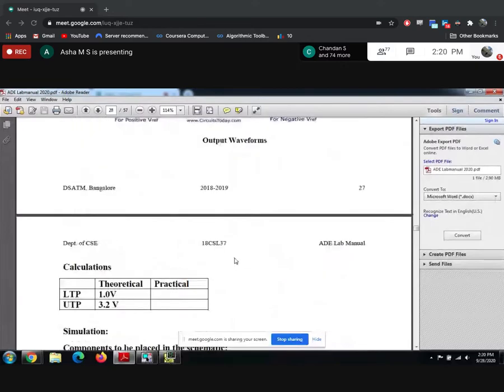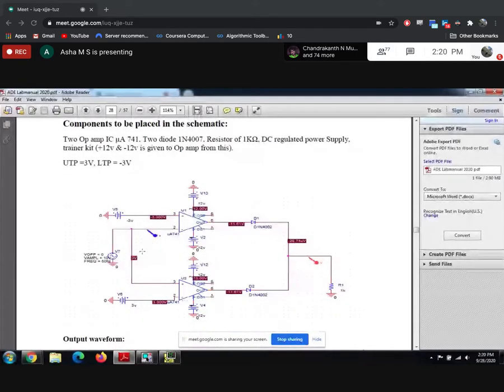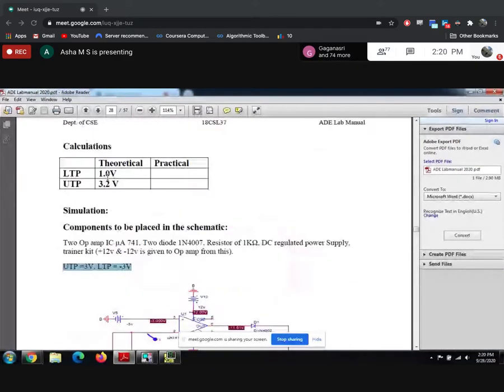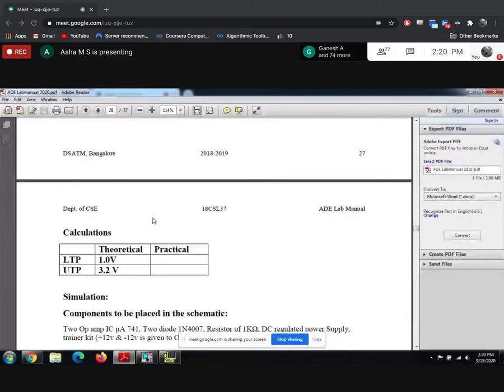Now we are going to do the software part. This is the circuit to rig up the window comparator. What things are required? Two op-amps, two diodes, one resistor, and a power supply; a trainer kit is not required. Through the power supply we are going to provide 12 volts. Here we have taken UTP and LTP as plus 3 volts and minus 3 volts. Don't worry about the design and all. When it comes to the theory class for the hardware part, I will explain in detail.